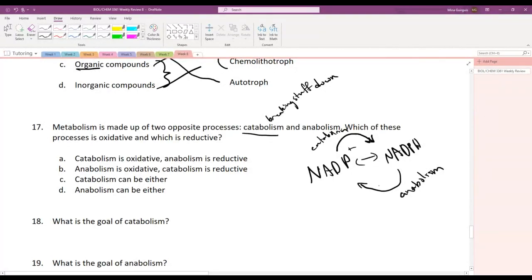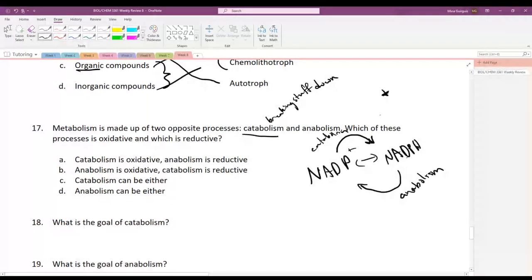So let's talk about oxidation and reduction. Who remembers those? So oxidation, if we remember, is the increase in oxidation state, or it's the increase in charge, as I sometimes think about it. Reduction is the opposite. So because NADP plus has a higher oxidation state than NADPH, the reaction to form NADPH is reductive.